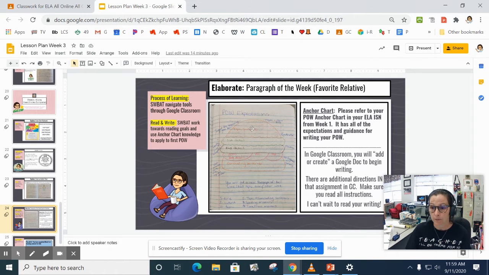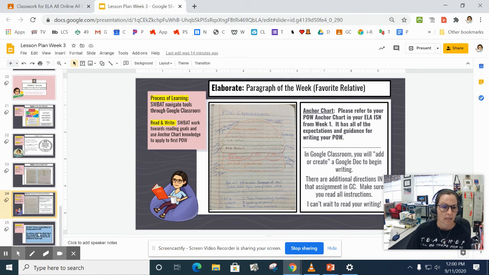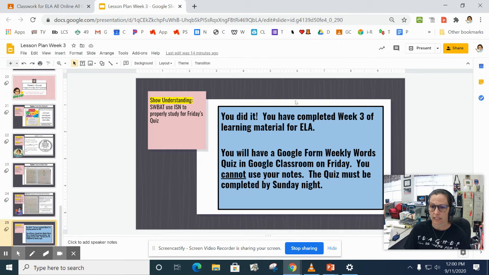If you can't pick between your two siblings, then maybe choose a cousin. If you can't pick between mom and dad, maybe choose a brother. No one's feelings are intended to get hurt over this, but I do want you talking about a relative who makes you feel special, somebody you have a close relationship with. So follow along in the paragraph of the week expectations, and there are additional directions inside the assignment on Google Classroom. So make sure you please are reading those directions carefully. And then that's it. That's week 3 in a nutshell.